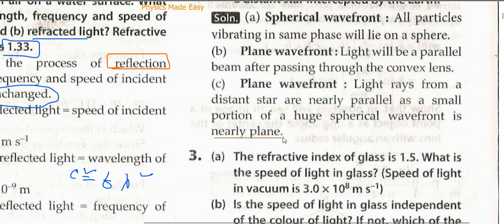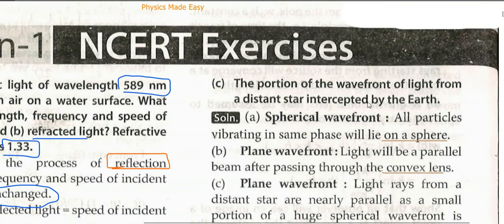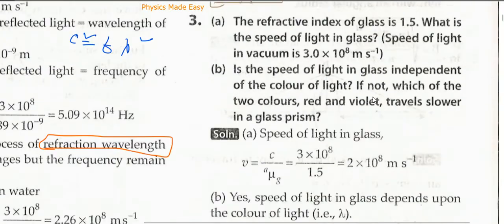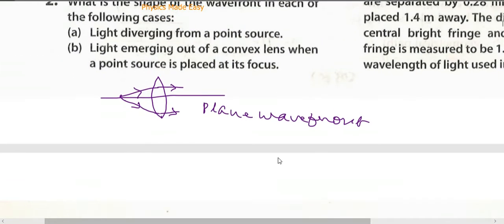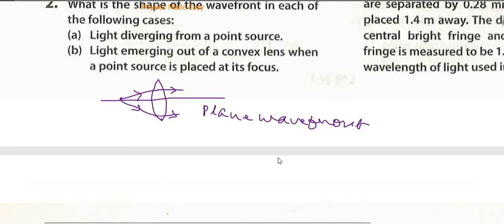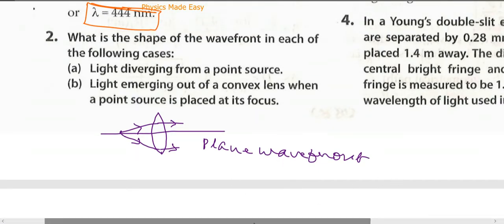So whether spherical or cylindrical, at a larger distance they become plane wavefront. Light will be a parallel beam after passing through a convex lens. Spherical wavefront: all particles vibrating in the same phase lie on the same sphere. So I think in part C it is again a plane wavefront. In part B, you place the source of light at focus. After refraction you get a parallel beam of light and thereby obtain a plane wavefront, and light diverging from a point source is spherical.